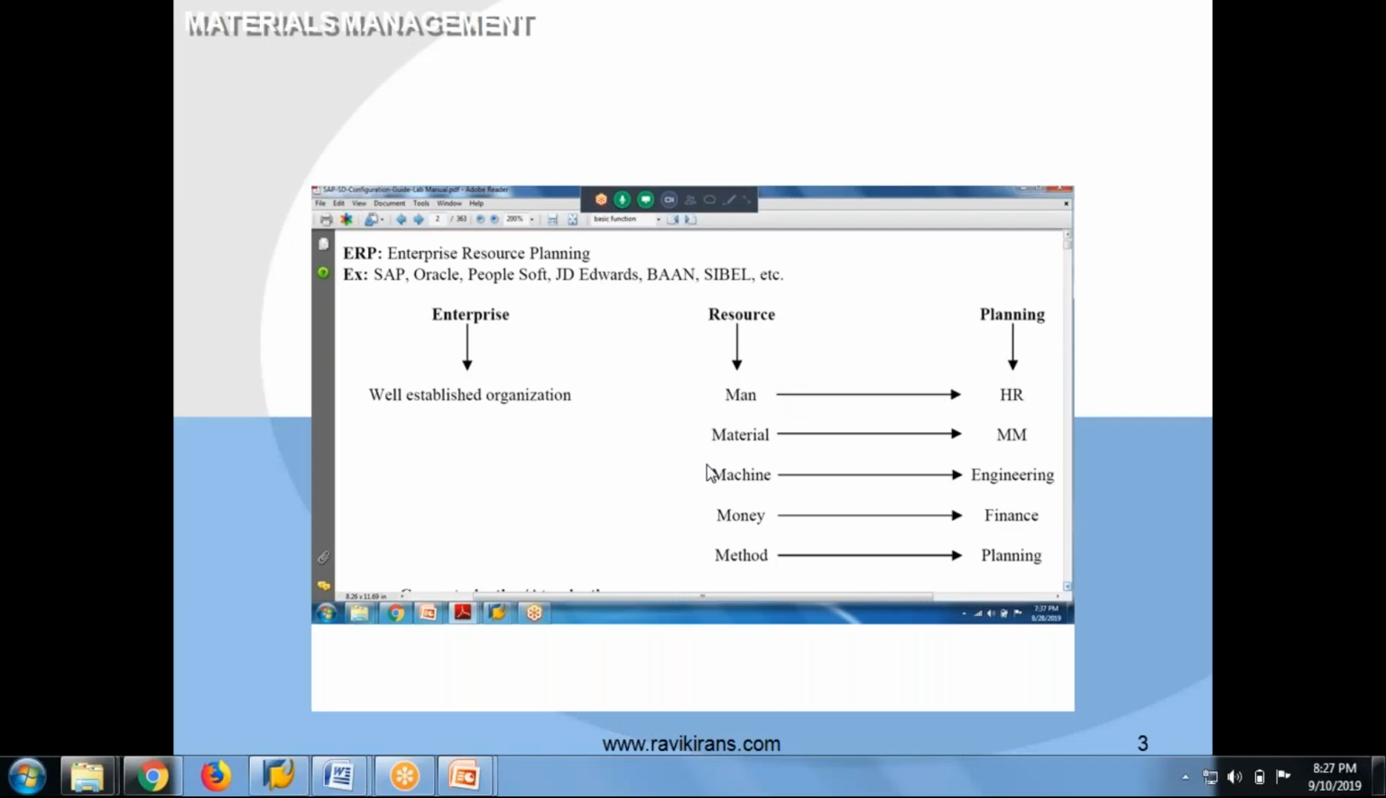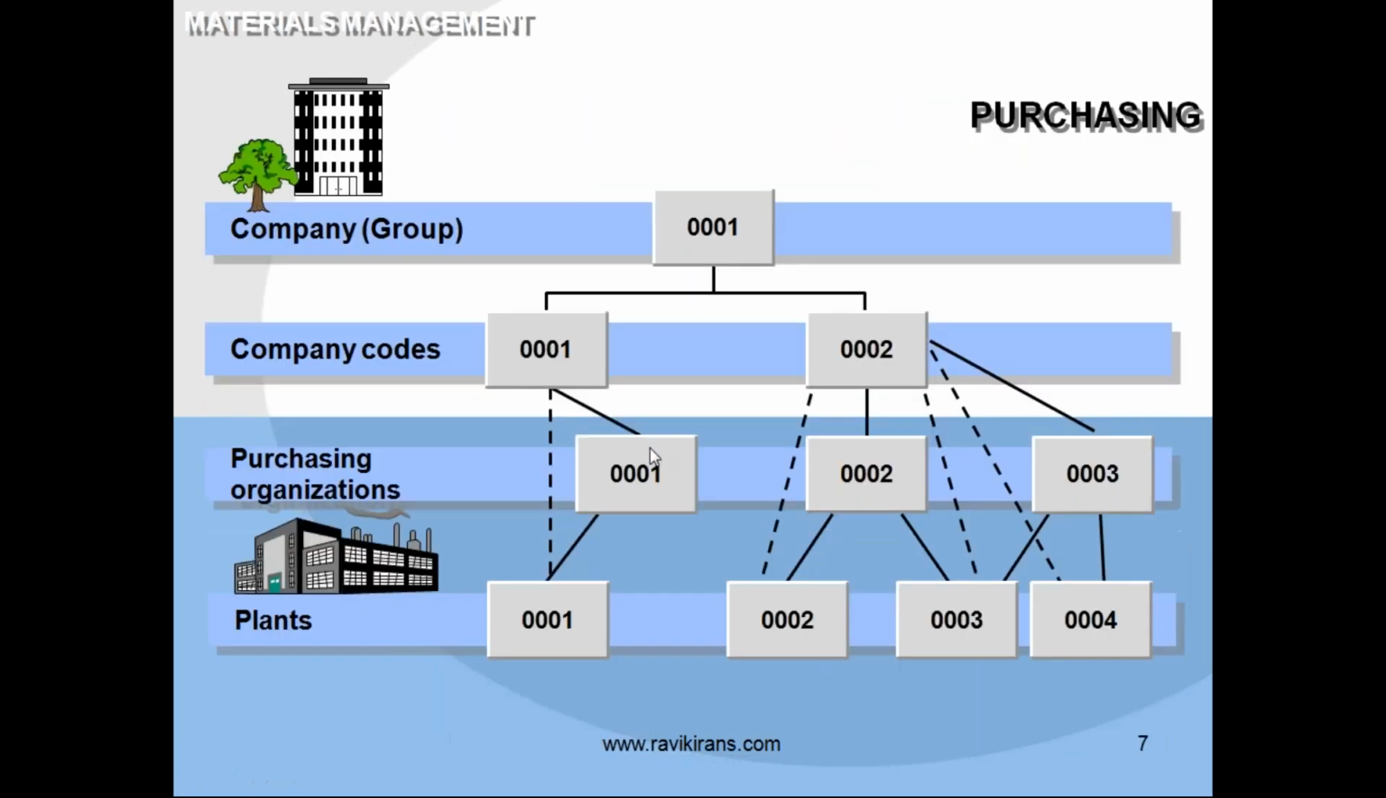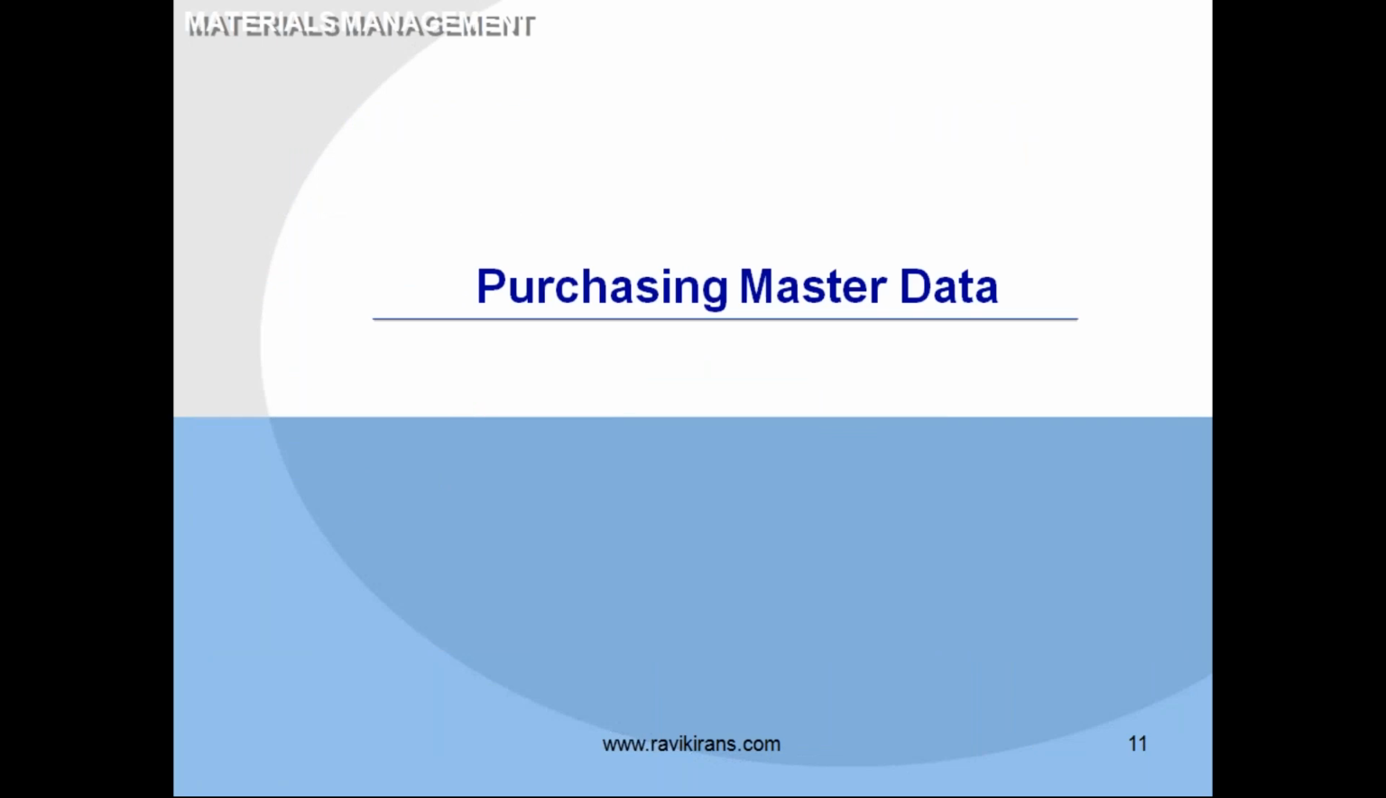So you have men, machine, material, money, and method. Then planning, you have HR, engineering, finance, and different departments. So remember, SAP is going to be one of the premier ERPs. The other ERPs have 30% market share, and SAP is coming up with 70% market share. So I'm going to discuss various scenarios in your purchasing.